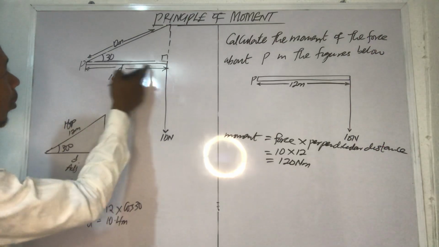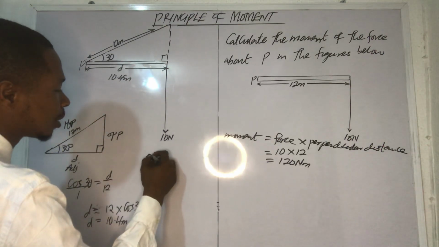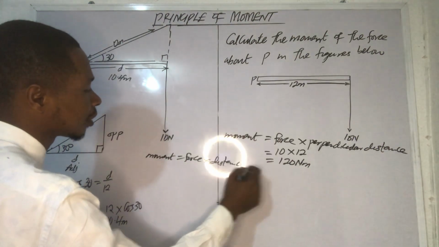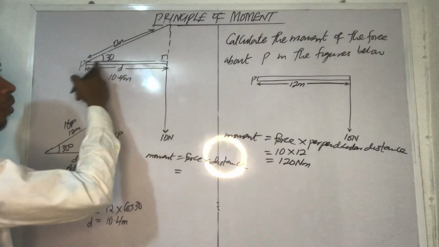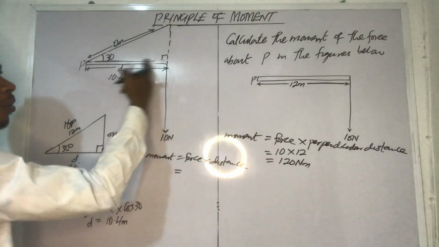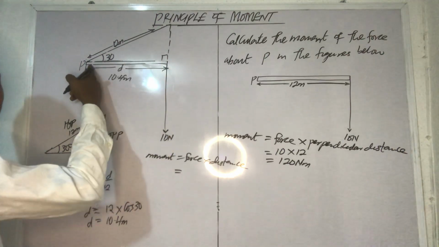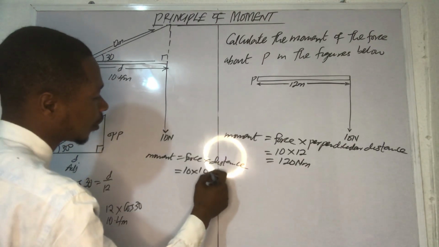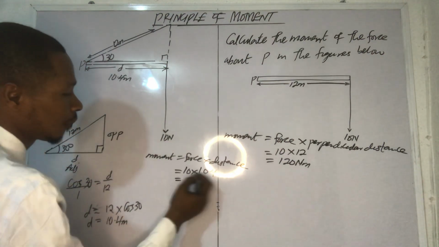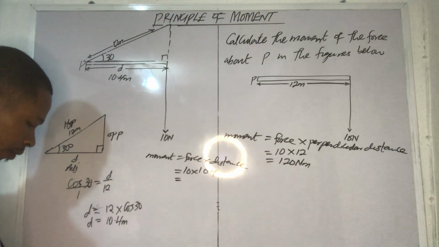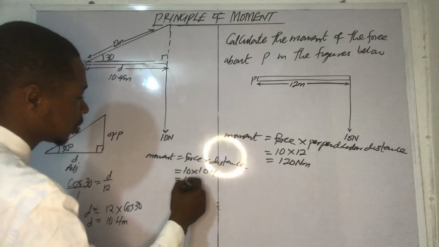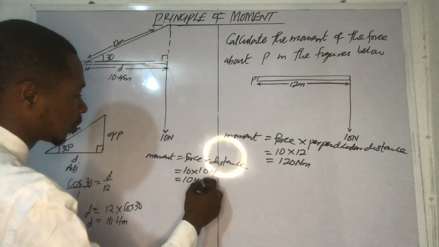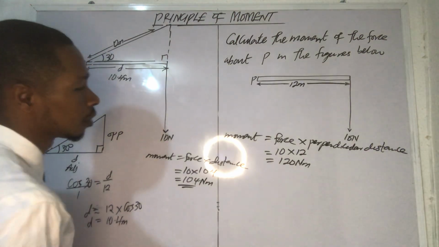Now, since I've gotten my perpendicular distance, I can now use my moment is equal to force times distance. I cannot use this distance. It must be perpendicular distance. That's why I need to first get this one first. Then if I substitute my values, my force is 10, then my distance is 10.4 that I've calculated by myself. If I multiply this by this, you have 104 Newton meter.